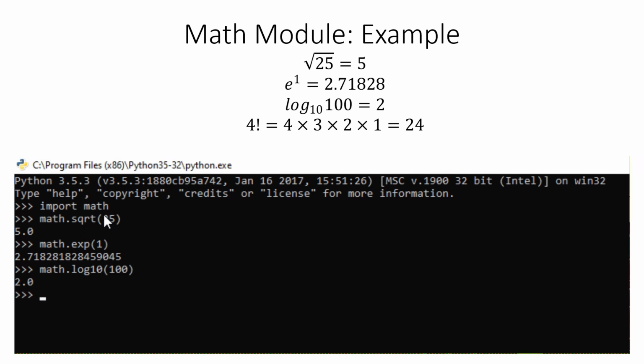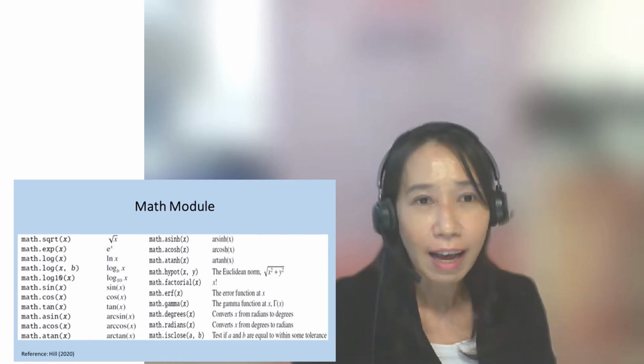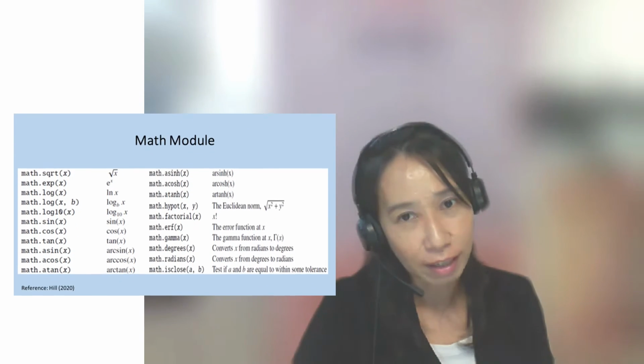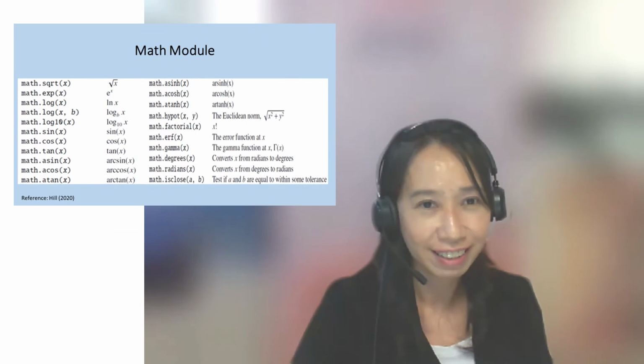Lastly, I would like to find 4 factorial. I shall type math dot factorial, open bracket 4, close bracket, enter. And the answer is 24. Remember, there is no need to memorize. You can always use the help function in Python to retrieve the list. I believe practice is very important. The more you use the math module, you can recall them naturally.